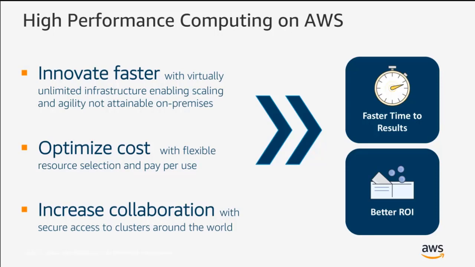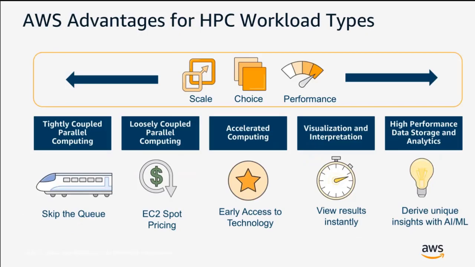And then the cloud is a good meet-in-the-middle kind of place. And so it allows for increased collaboration and secure access to all the resources that you deploy around the world. And for the different work types that are common in high performance computing, from tightly coupled parallel computing all the way to high performance data storage and analytics, AWS provides a number of features and advantages for enabling these different workloads in the cloud.